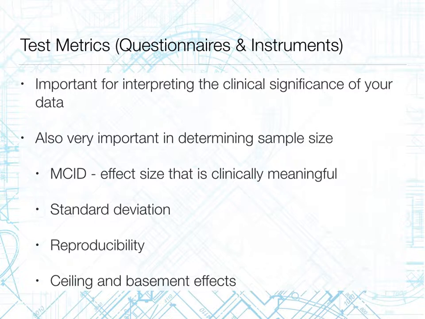This is a much larger topic than we're giving it space for here, but in essence, questionnaires and patient-related instruments have characteristics that make them more or less useful for answering a given question. Metrics that are very useful for helping to calculate sample size or power include the MCID, the minimally clinically important difference, and standard deviation. Other factors such as reproducibility, responsiveness, or ceiling and basement effects will inform on how appropriate the questionnaire is for your specific situation and how to interpret the results you get.